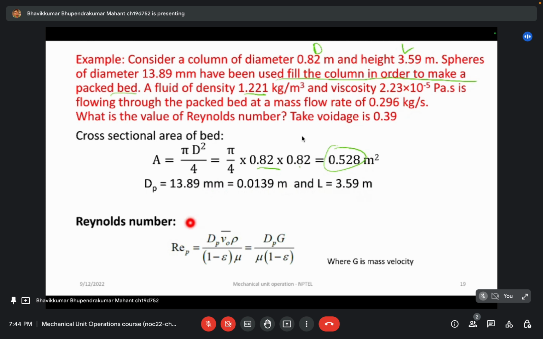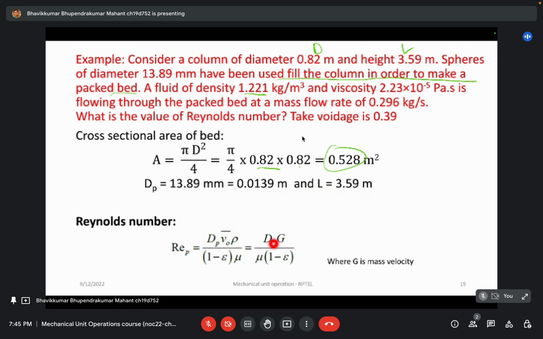Okay, so the Reynolds number equation is like that: rho V0 bar dp upon 1 minus epsilon mu. But here V0 bar is something we most of the time don't know. So that's why rho into V0 bar we consider as G. G is the mass velocity.